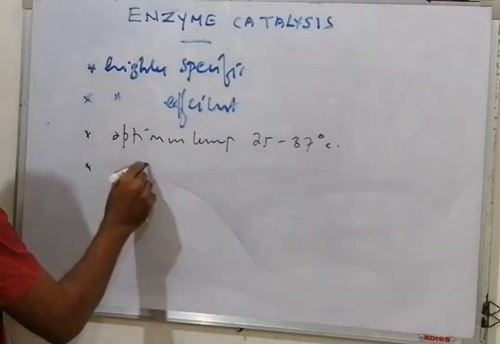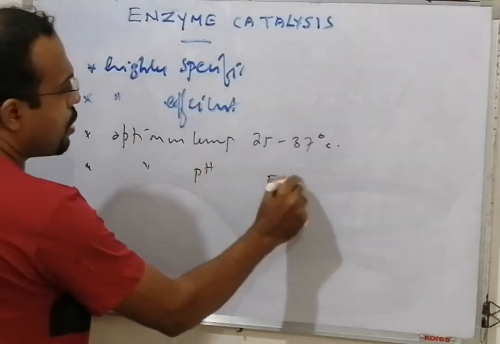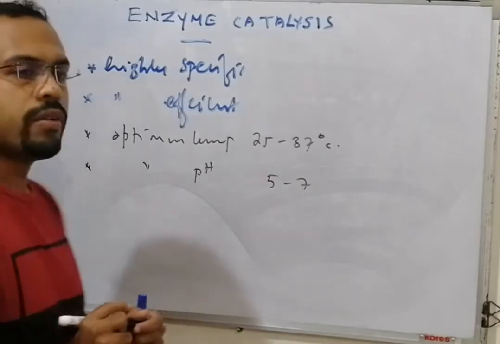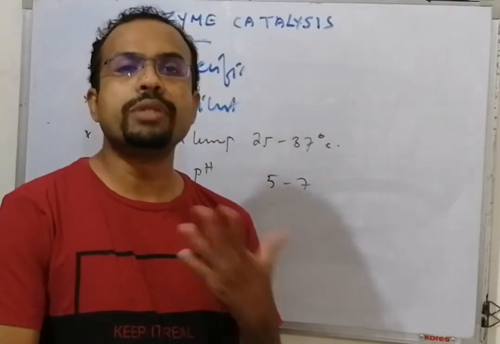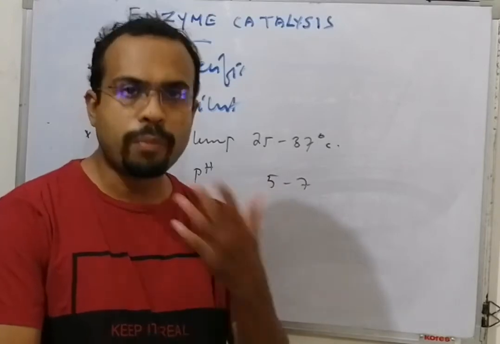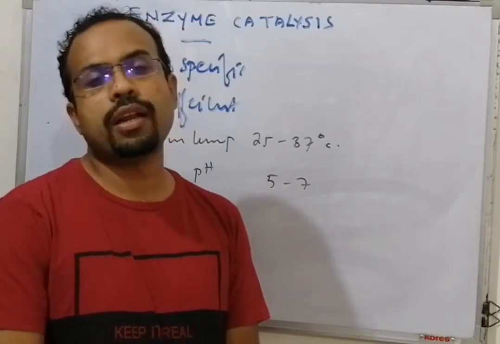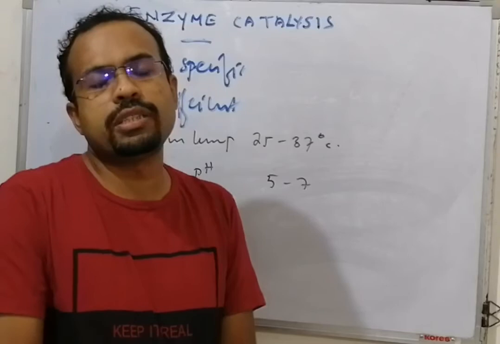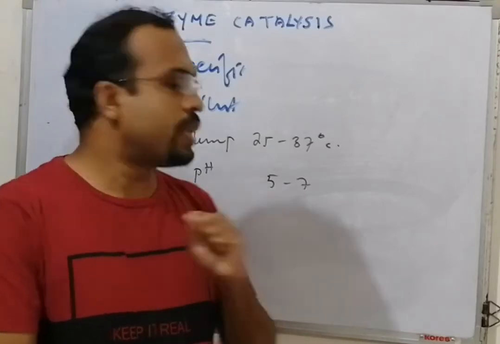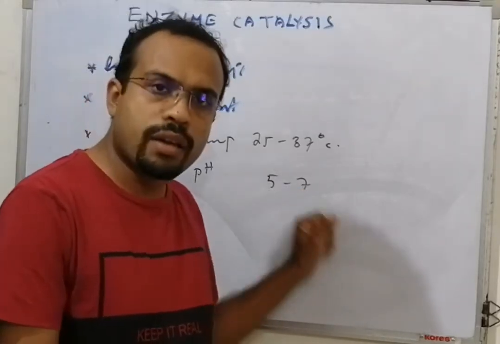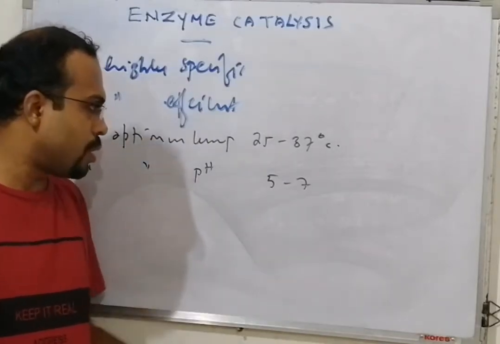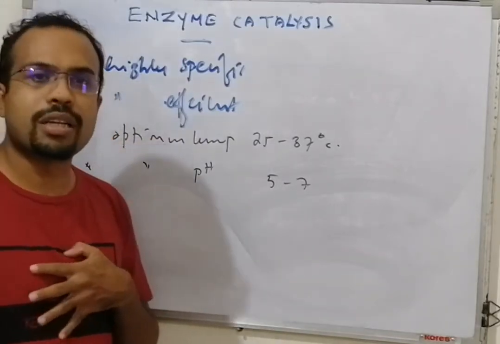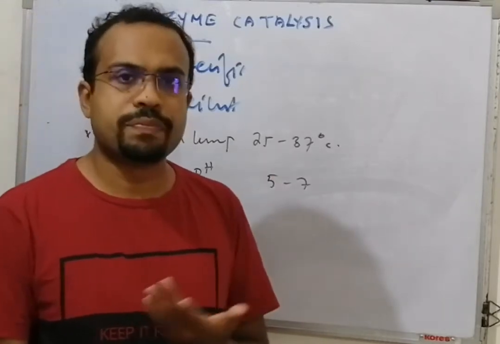Similarly, there is an optimum pH also, that is 5 to 7. This is also a problem. When you have the problem of acidity, if you eat something, you will vomit because of the digestion. Because acidity has reduced the pH inside the stomach, because of that, the lower pH affects digestion.